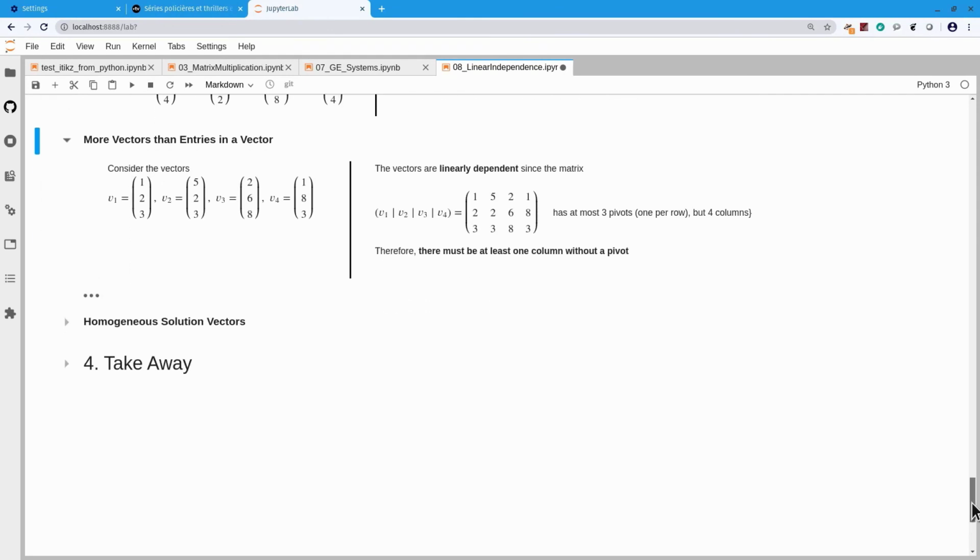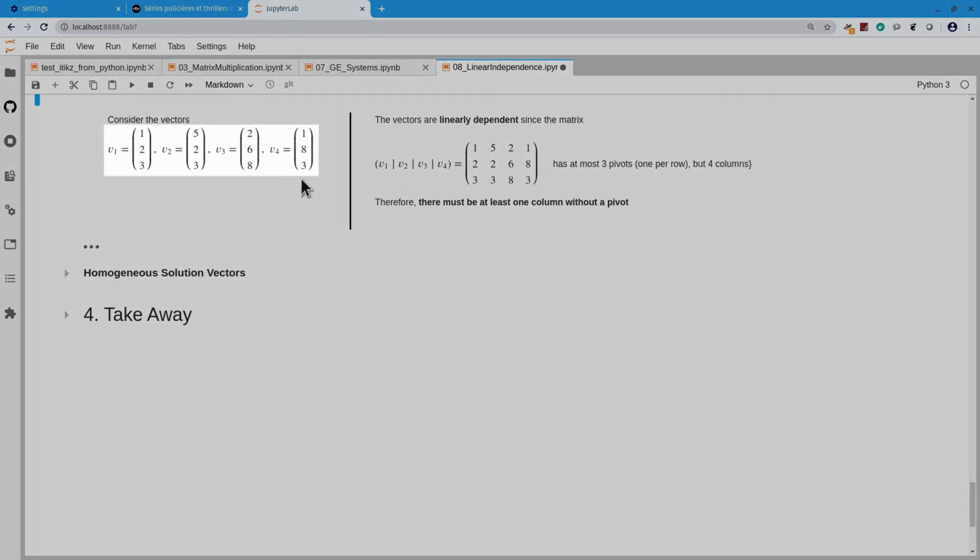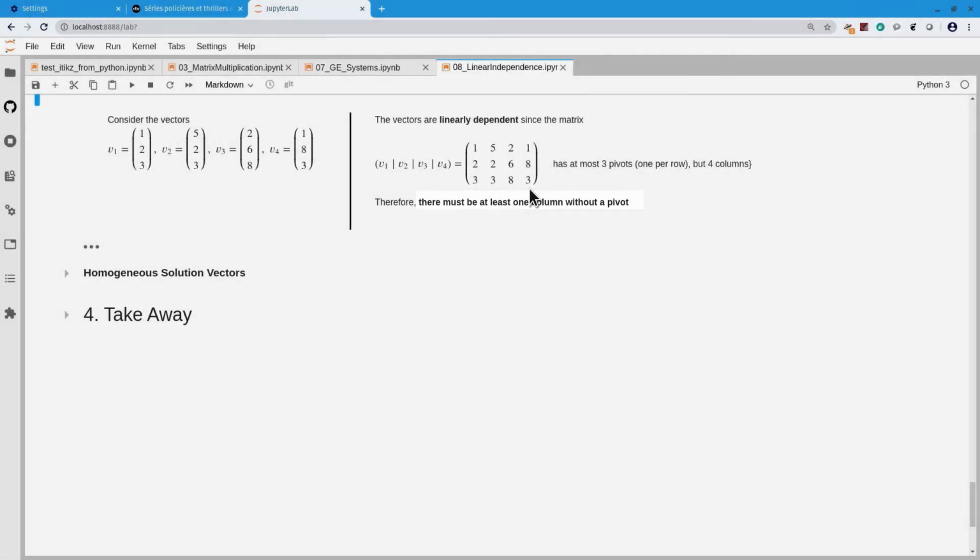The next example goes like this. Suppose I have 4 vectors here, and the vectors are in R3. When I put them into a matrix, how many pivots can I have? Well, at most 1 pivot in every row. Therefore, at most 3 pivots. I have 4 vectors and only at most 3 pivots. There's going to be at least one of these columns that doesn't have a pivot in it. Since it doesn't have a pivot in it, I have a set of vectors that must be linearly dependent. And that, of course, works no matter what the sizes are. As long as I have more vectors than entries in the vectors, my set of vectors is linearly dependent.